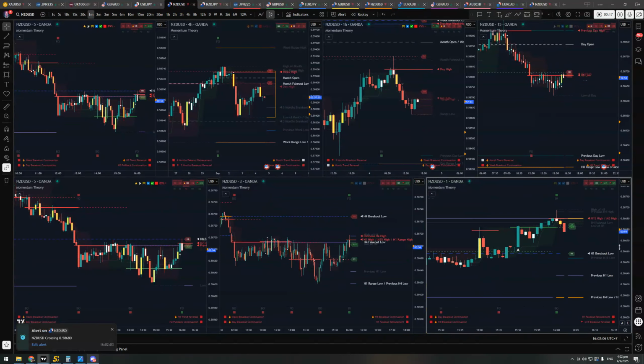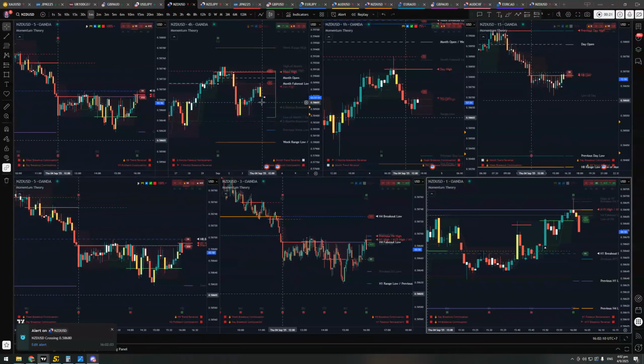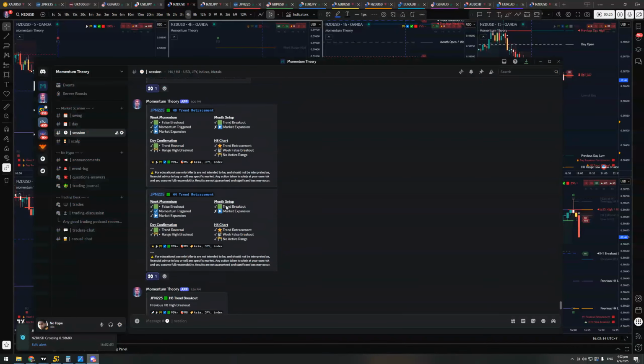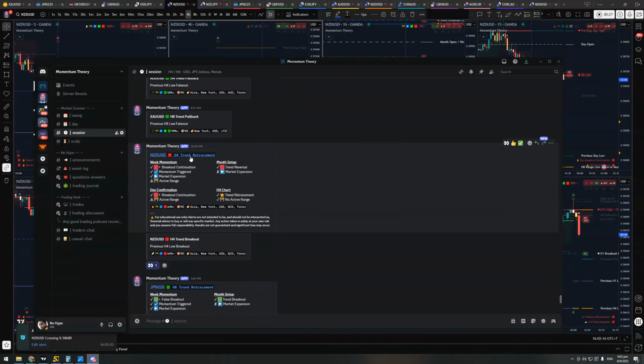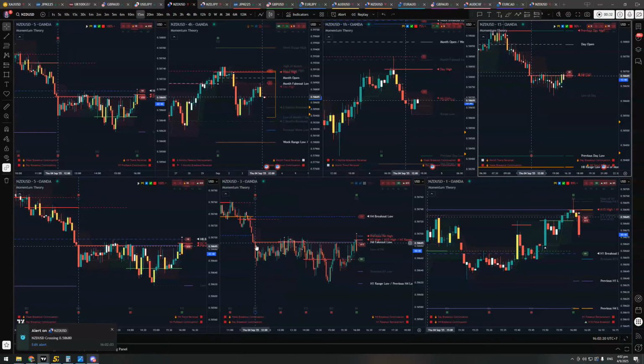Okay, entry is coming very soon. Waiting for 1 minute closure. Had the trend retracement alert right over here. I like that trend breakout. Did not set up. Did not give me a nice breakout.